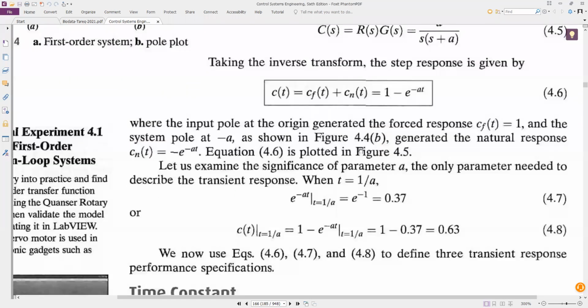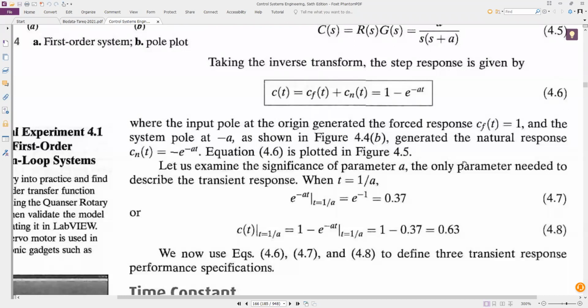Now see here. Let's put some values here. If I take t is equal to 1 over a, then e to the power minus 1 would come, that would be 0.37. So 1 minus 0.37 is 0.63.